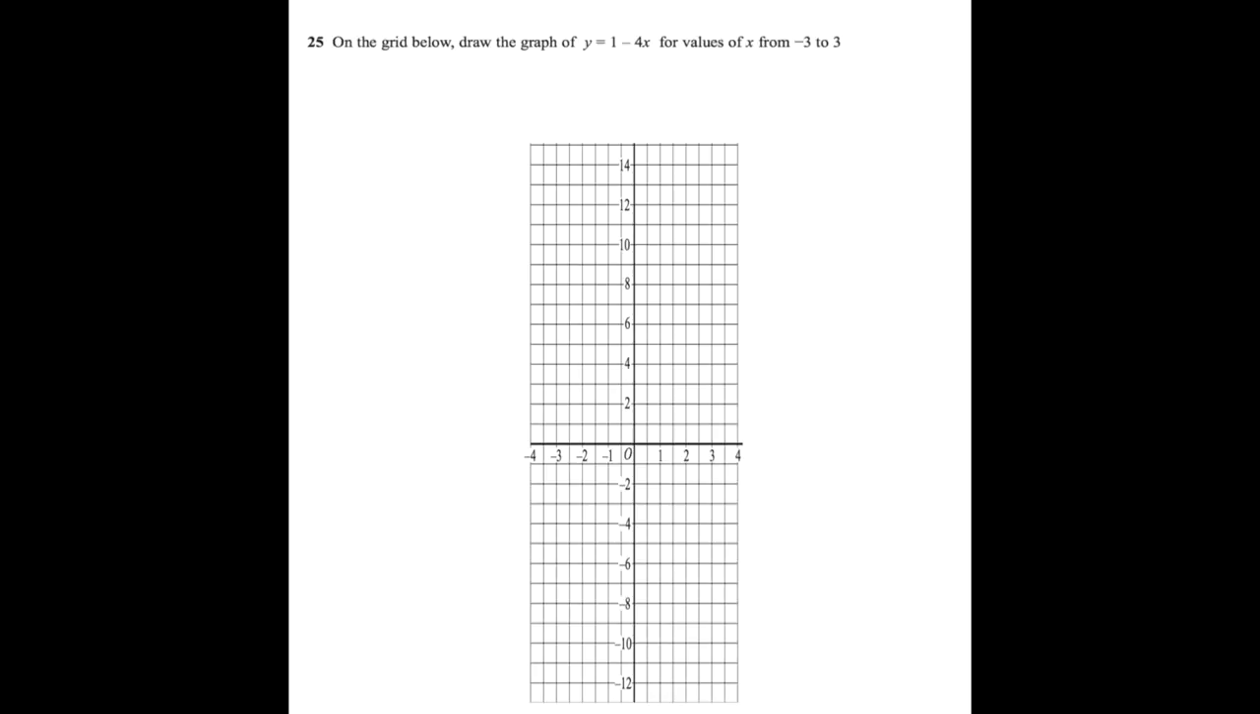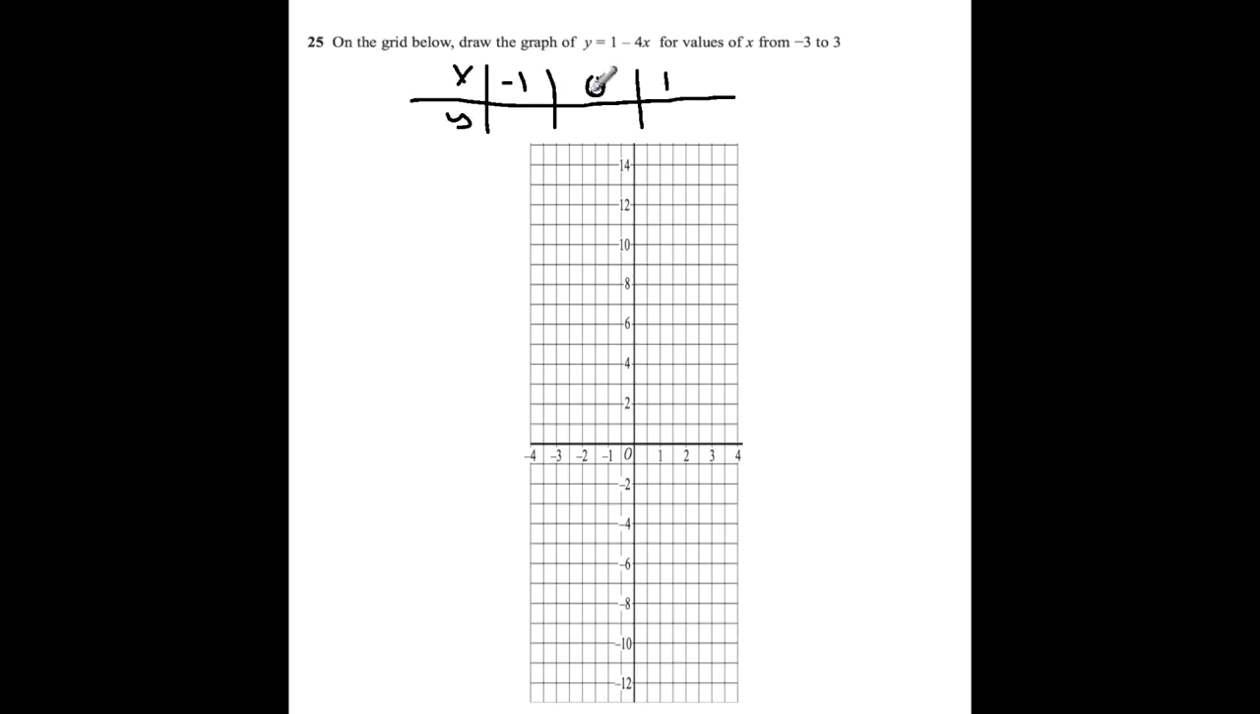Question 25. On the grid below, draw the graph of y equals 1 minus 4x for values of x from negative 3 to 3. So the first thing I like to do when I draw a graph is to construct a table. So we have x, y, and I'm going to select sensible values of x. So for instance, I'm going to select minus 1, 0, and 1.